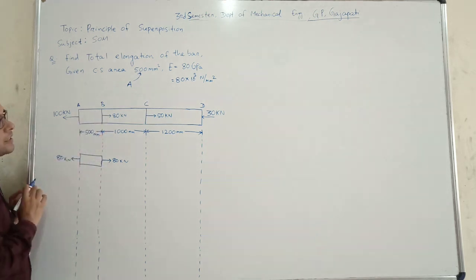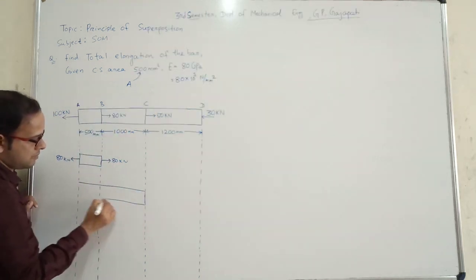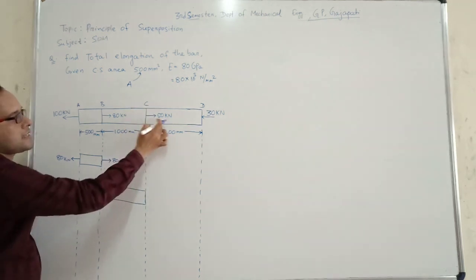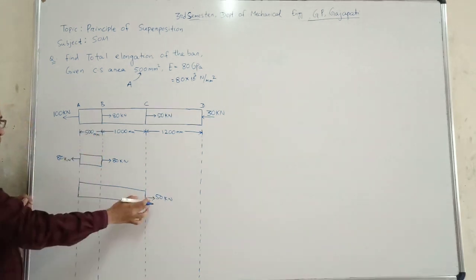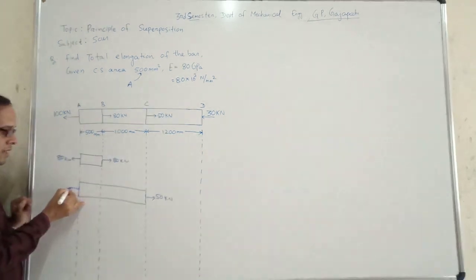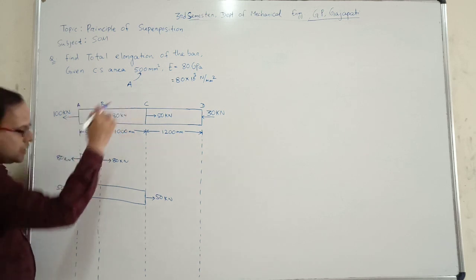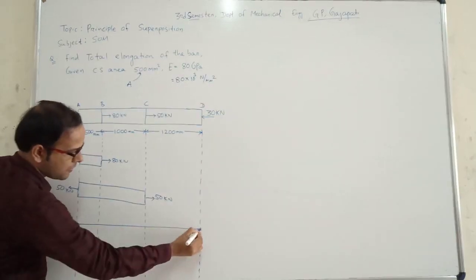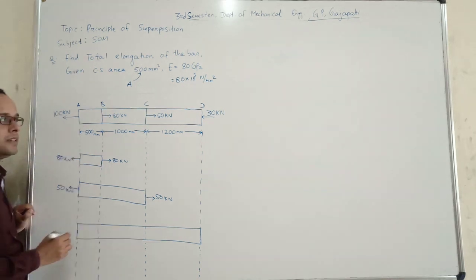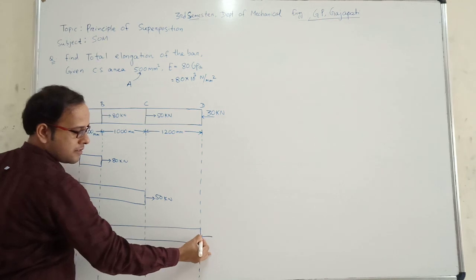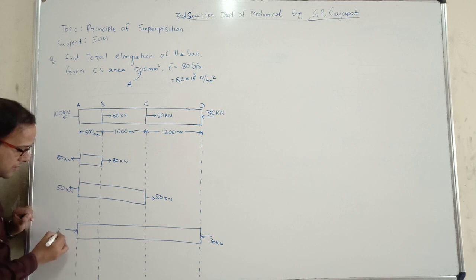Okay. So next, let us consider A to C. So in C section, 50 kilonewton in this direction. So let us apply 50 kilonewton in this direction. And if I apply 50 kilonewton in this direction, so another 50 kilonewton will be in this direction. Okay. So now take A to D. So this is what we are trying on the basis of hit and trial method. So 30 kilonewton in this direction. Let us apply at C 30 kilonewton in this direction. So another 30 kilonewton in this direction.